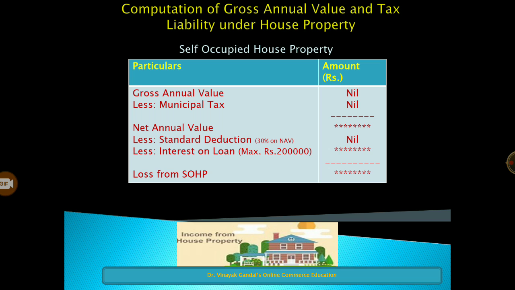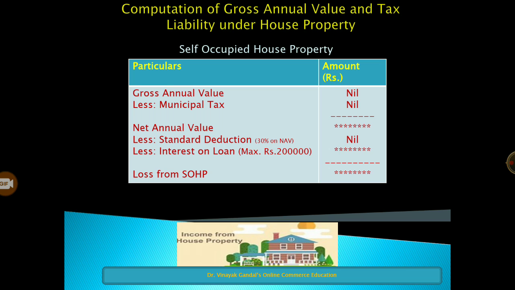But in the case of self-occupied house property, if gross annual value is nil, then municipal taxes paid is also considered as nil. So ultimately, in the case of self-occupied house property, net annual value of the property is also nil. And as per section 24, the assessee is allowed deductions. The standard deduction is allowable at 30% of net annual value, but it is not applicable in the case of self-occupied house property because net annual value is nil. The second deduction which is allowable to the assessee under house property is interest on loan, also called interest on borrowed capital.